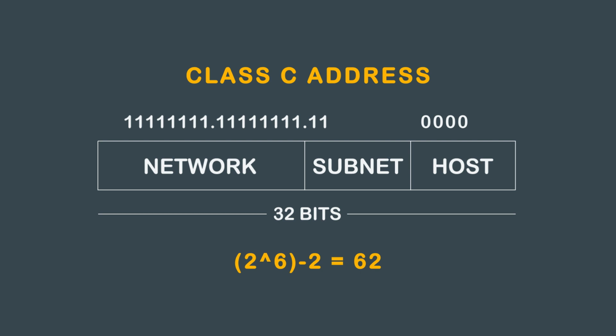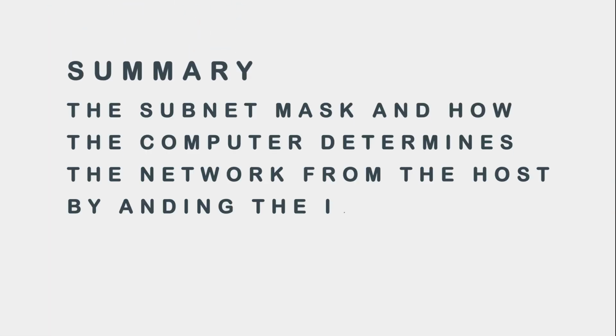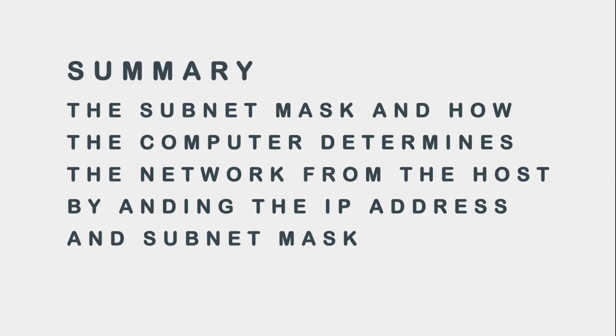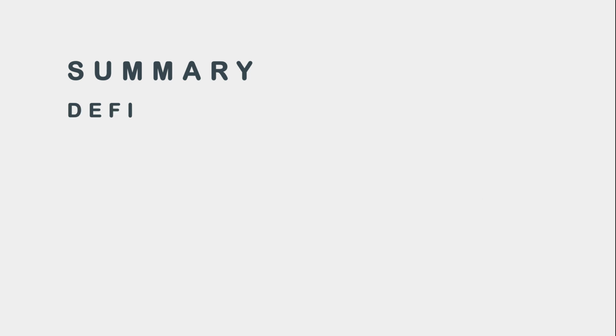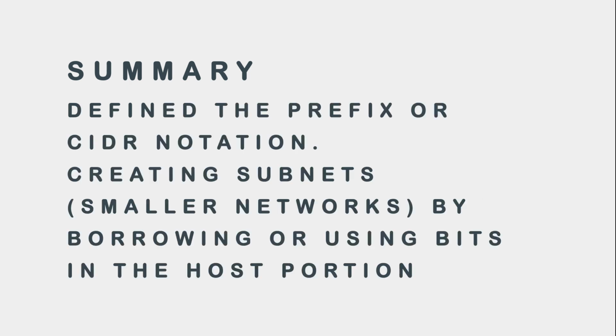In this lesson, we went over the subnet mask and how the computer determines the network from the host by ANDing the IP address and subnet mask. We defined the prefix for CIDR notation. Finally, we introduced the concept of creating subnets, smaller networks, by borrowing or using bits in the host portion.